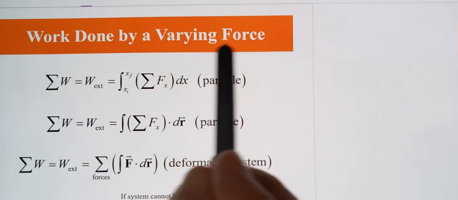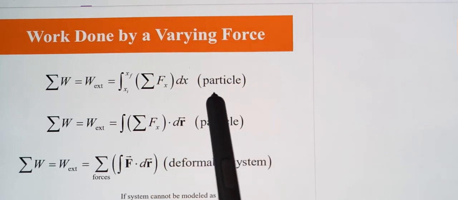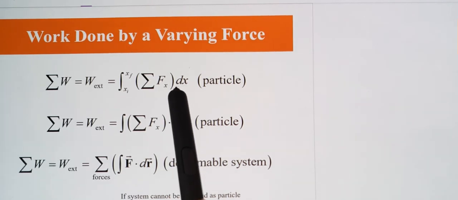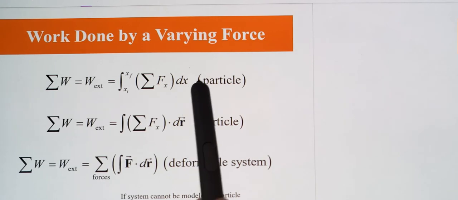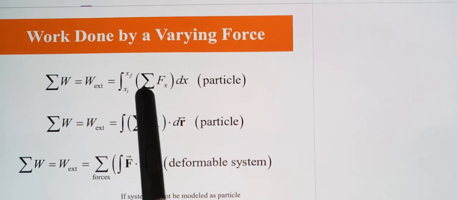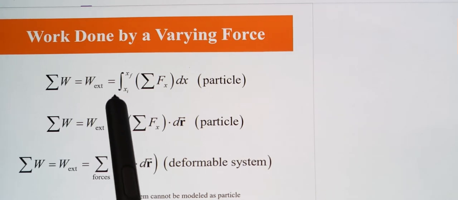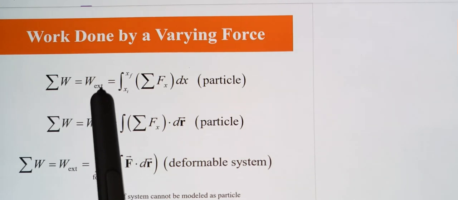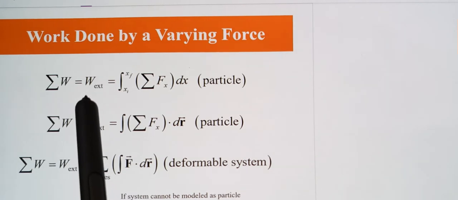Okay, let's summarize. First, if you have a variable force in the x direction, and we want to calculate the work in the x direction, we use this formula. And the summation means it's the net force, the net force for several forces in general. You can have unlimited forces, but we take the net of those forces.